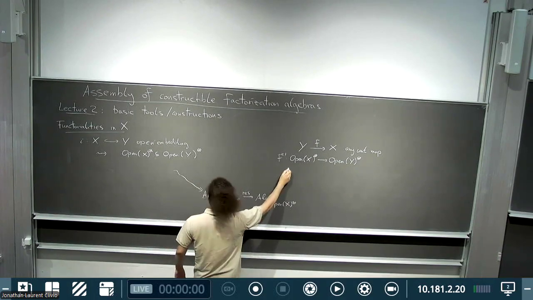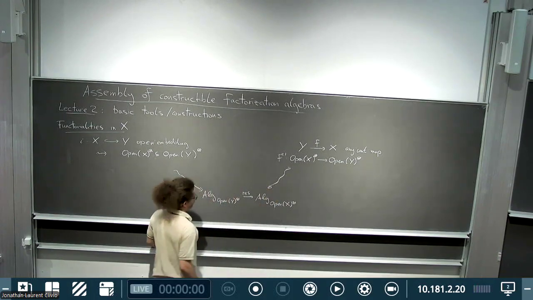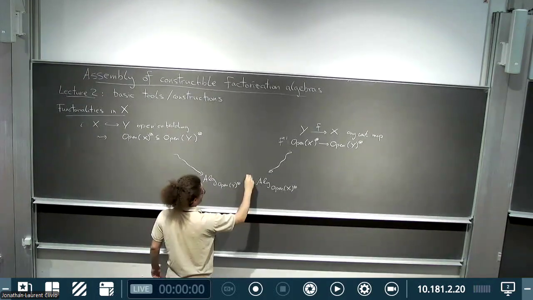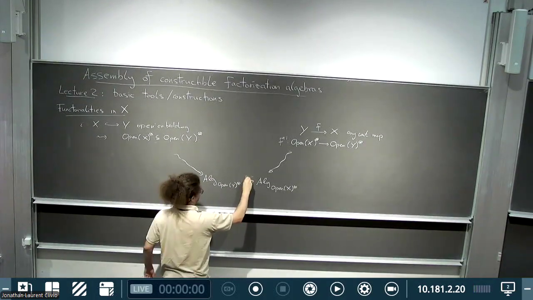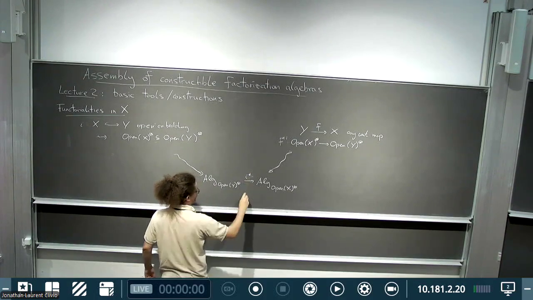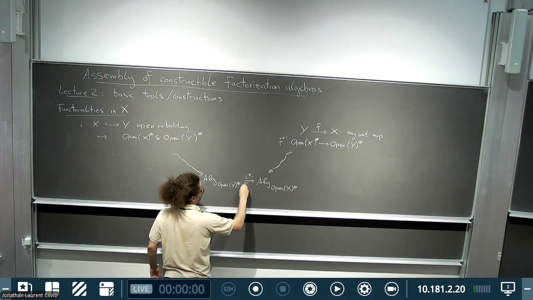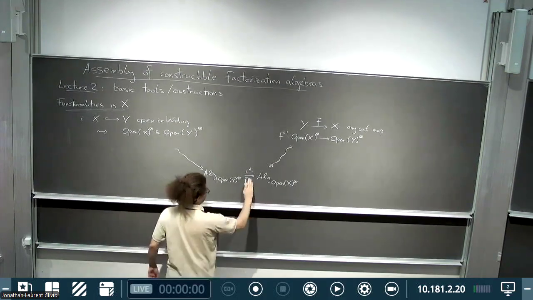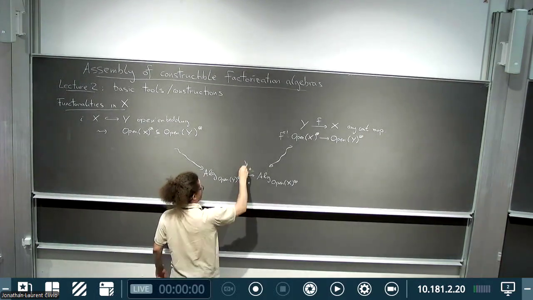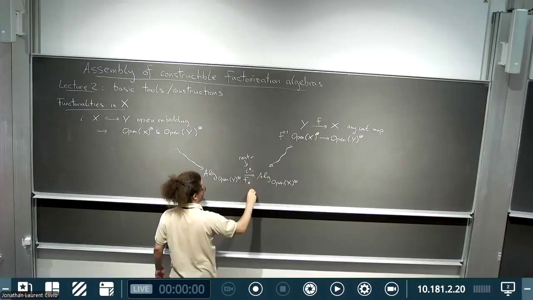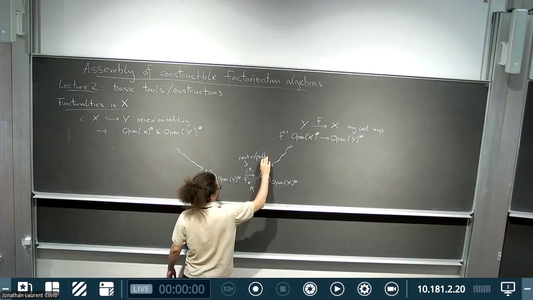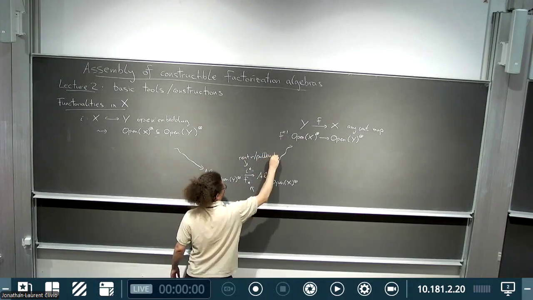And so for the same reason, I again get a functor like this, which, so I have either, I'm going to write this slightly abusively, I either have I upper star or F lower star. So one of them is called restriction or pullback, and this is push forward.